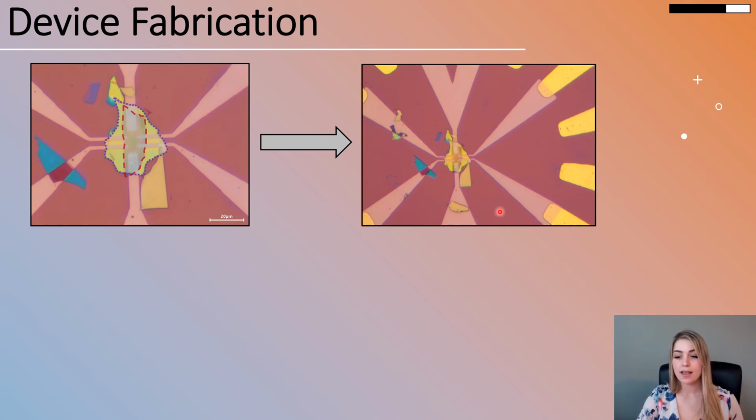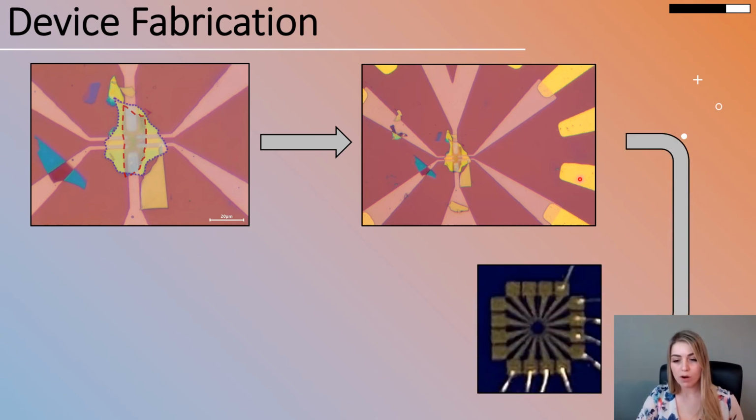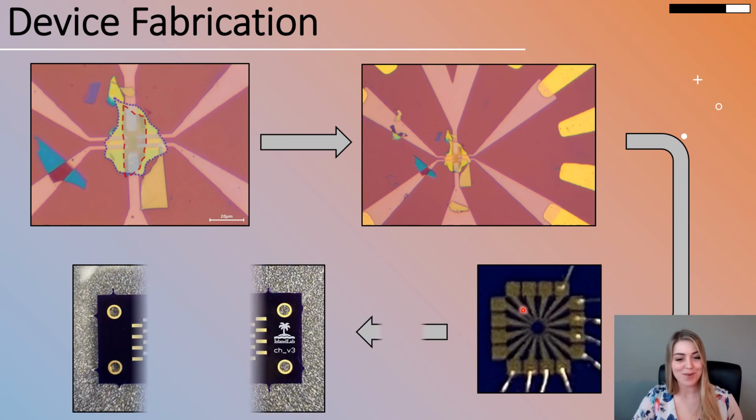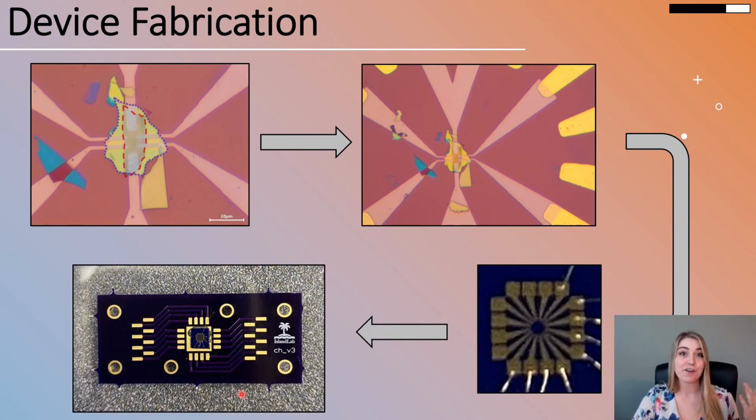Now, if you zoom out just a little bit, you can see that the device is sitting around gold lines. And if you zoom out a little bit more, you can see that these gold lines are attached to larger gold pads. And if you zoom out quite a bit more, you can see the entire circuit board. And so we place this device into a cryostat that can be lowered to really cold temperatures at 2 Kelvin, which is the same temperature as outer space, and also allows me to use magnetic fields.